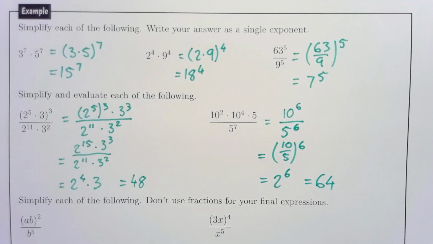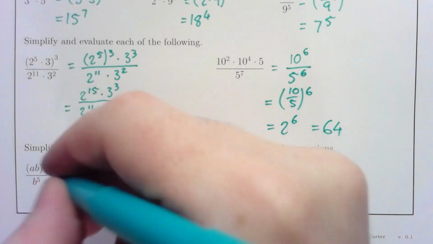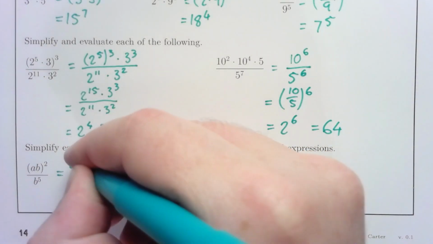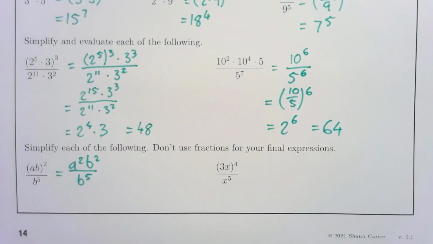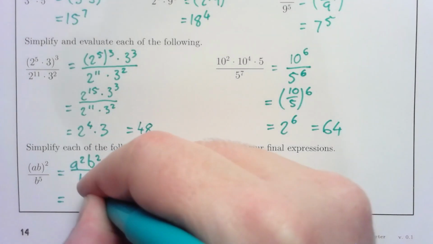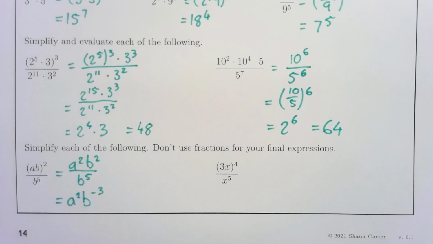Let's look at some expressions we can simplify involving variables. If we have the exponent 2 over a product, we can apply that exponent to each base in the product separately. Then we have b to the power of 2 divided by b to the power of 5, which is b to the power of negative 3. So we have a to the power of 2 times b to the power of negative 3.